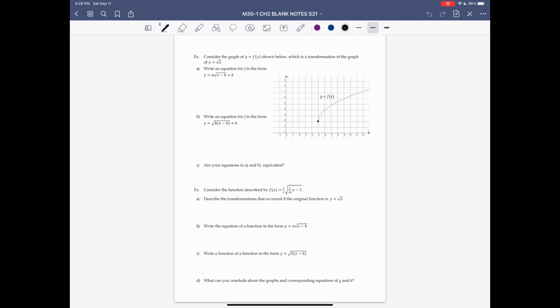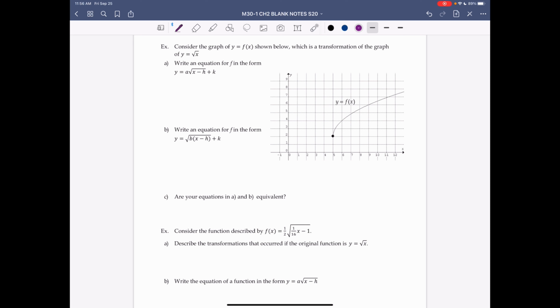Consider the graph of y equals f of x shown below, which is a transformation of the graph of y equals the square root of x. Write an equation for f in the form y equals a times the square root of x minus h plus k. What we should notice here is there's no b value, so no horizontal stretch factor. So we need to find the values for a, h, and k.